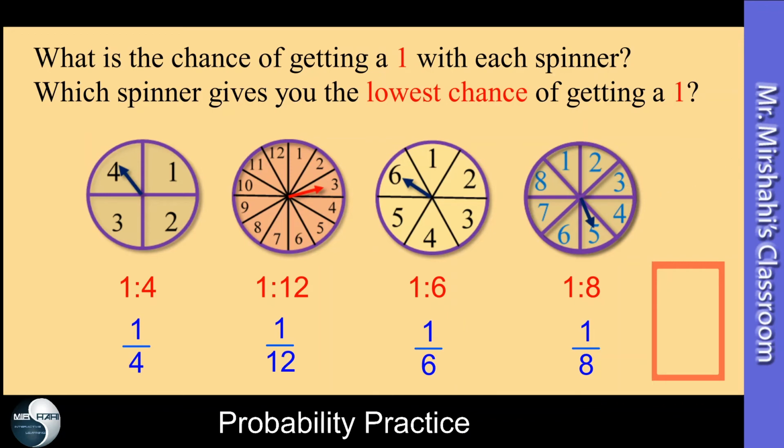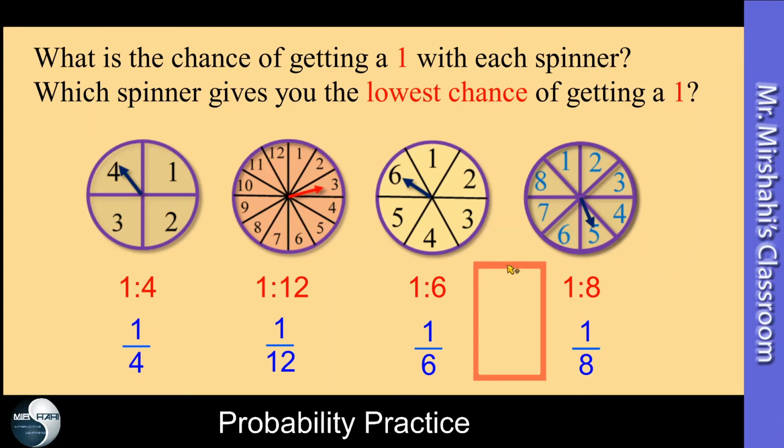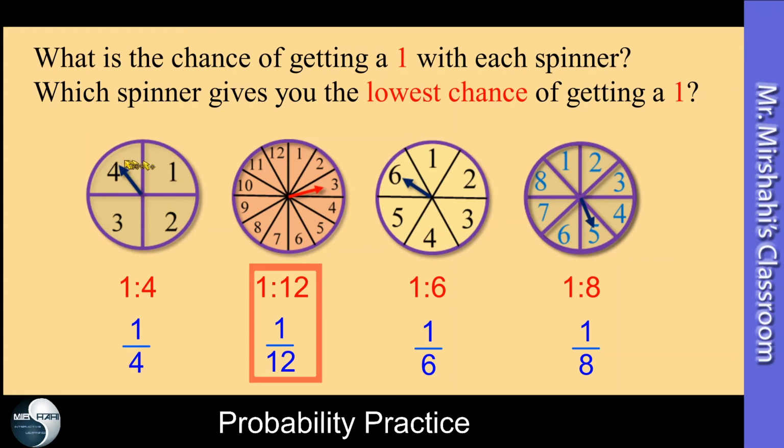Well, the least chance of getting 1, well, this is the least one, because 1 out of 12, 1/12 is the smallest fraction, right? So this one, you can see, is the easiest one to get. So this one has the highest chance because this space, this sector, is much bigger than this sector. Okay, let's move on to the next.